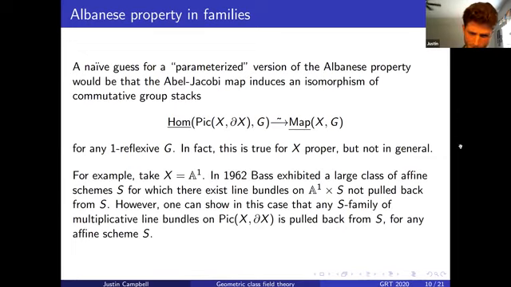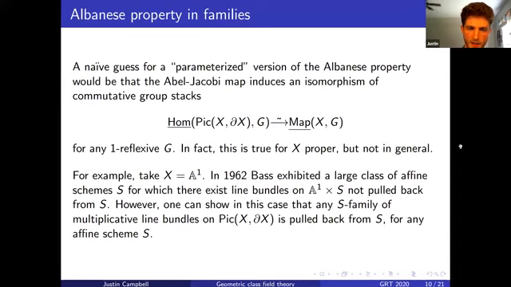So take X to be the affine line. There are some counterexamples due originally to Bass, from this paper from 1962, where he exhibited a bunch of examples where there are line bundles on A1 times some test affine scheme S which are not pulled back from S. It's by now a well-known phenomenon that the Picard group is not invariant under multiplying by A1. It fails this type of homotopy invariance, A1 homotopy invariance.